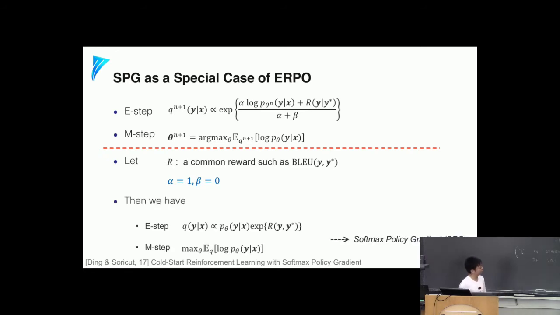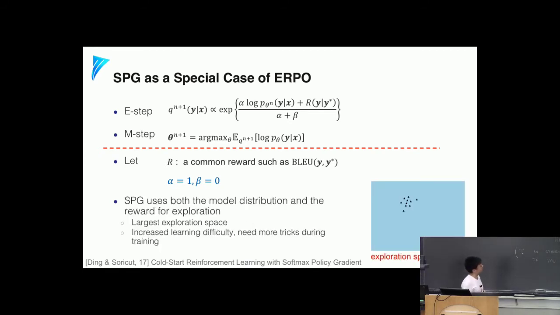Then what we get here is that because alpha is 1, we basically have these two terms in this exponential function, which is in this form. And then at the M step, we generate samples from this Q and maximize this likelihood. So this is the softmax policy gradient.